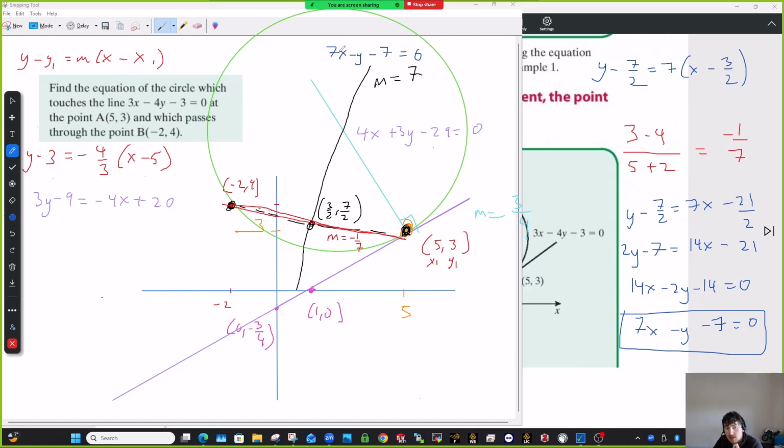Let's do a sanity check. Let's check the slope of this line: minus what's in front of the x divided by what's in front of the y. That's minus 7 over minus 1, so the slope matches up. Pretty good there. So now you have 7x minus y minus 7 equals 0 goes through the center, which we're looking for, and you have this line as well goes through your center.